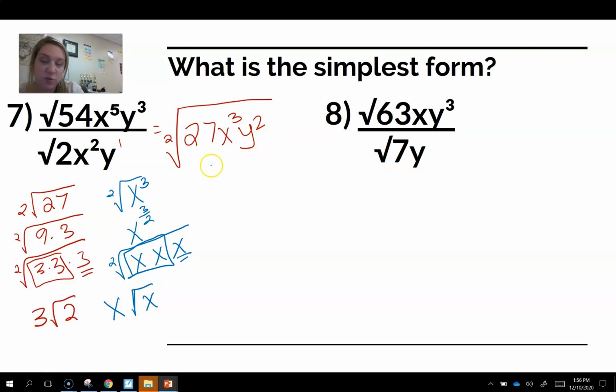My final piece is y squared, so we're going to do the square root of y squared. I can rewrite that as 2 divided by 2, which this one simplifies, right? It ends up being just y to the power of 1.